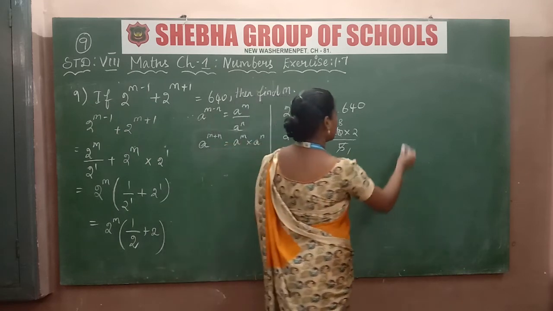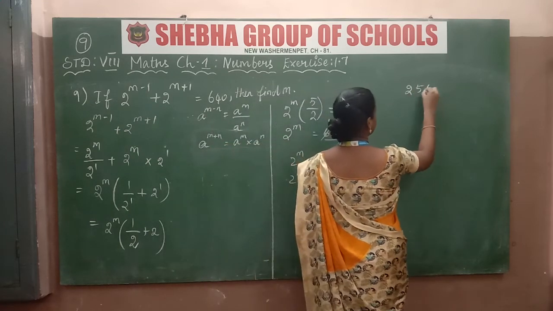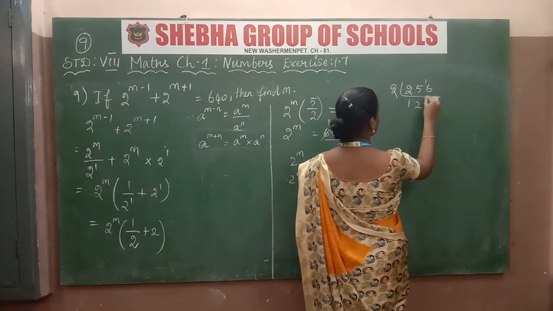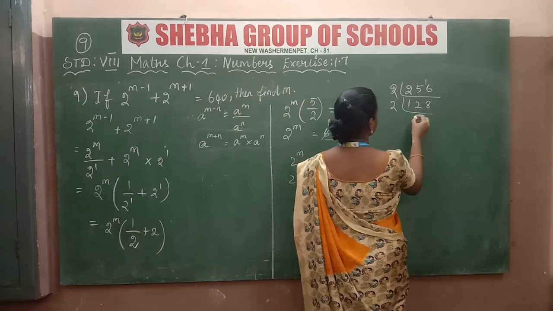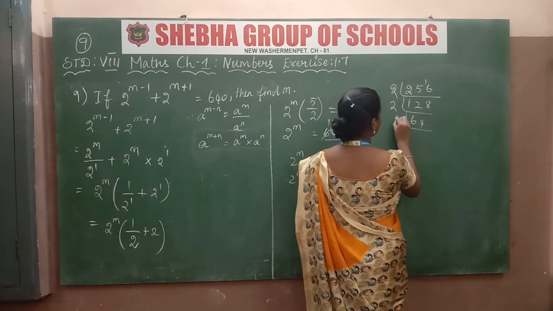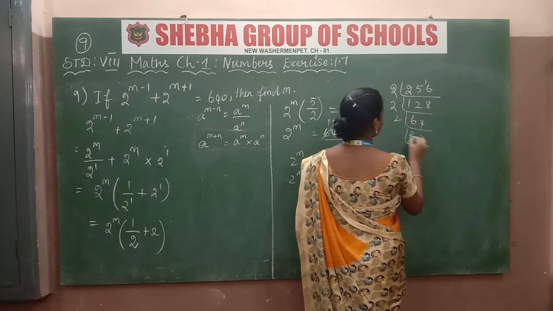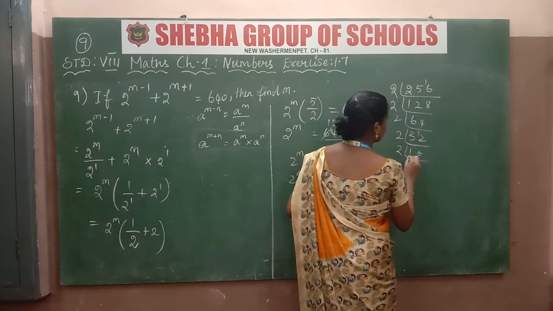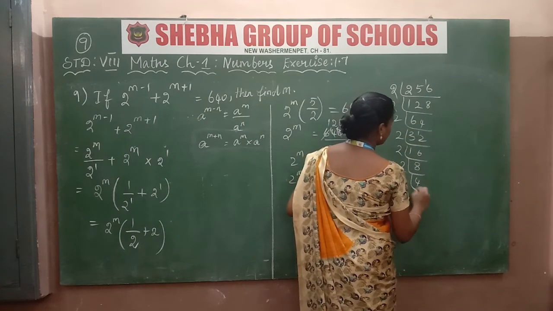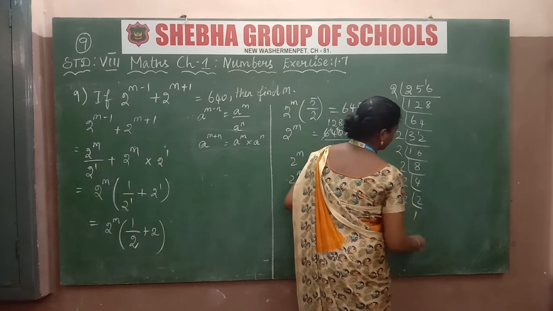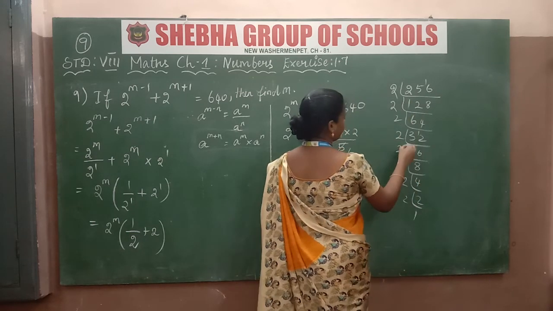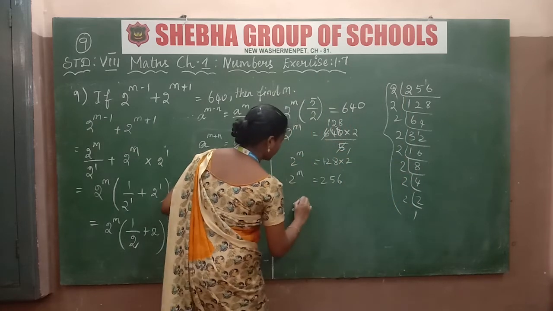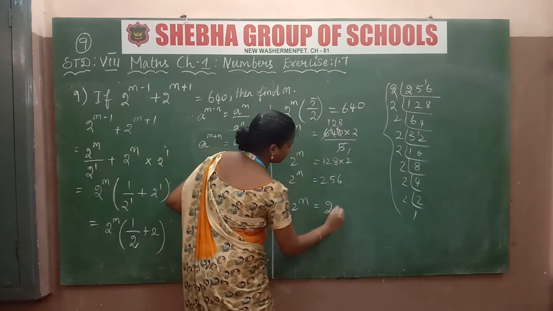So we have to LCM it, 256. In 2 tables 2 1s are, 2 2s are 4, balance 1, 2 8s are 16. Then 2 tables 2 6s are, 2 4s are 8. Then 2 tables 2 3s are, 2 2s are. Then 2 tables 2 1s are, 2 6s are. Then 2 tables 2 8s are 16, 2 4s are 8, 2 2s are, then 2 1s are. So 1 2 3 4 5 6 7 8. Totally 8 2s are there. So we write 2 power m is equal to 2 power 8.